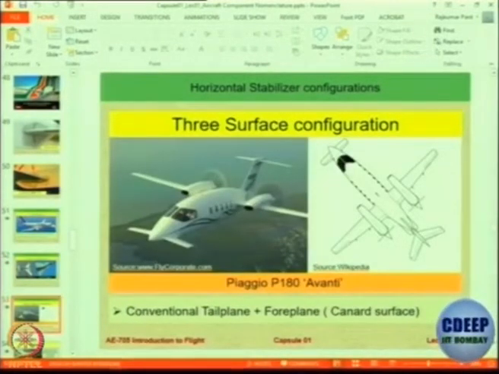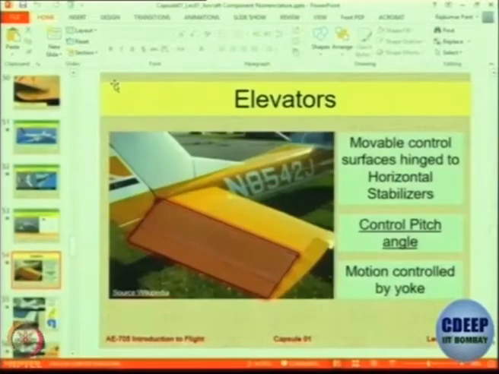This is a very interesting plane which has got a canard also and a conventional tail also. So, we call this a three surface aircraft. You have canard, wing and tail, and we talk about this aircraft a lot in our aircraft design course. I do not want to spend that much time here because in the aircraft design course, of course, this will be covered in more detail.